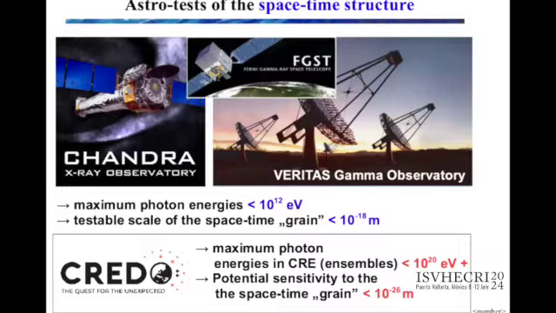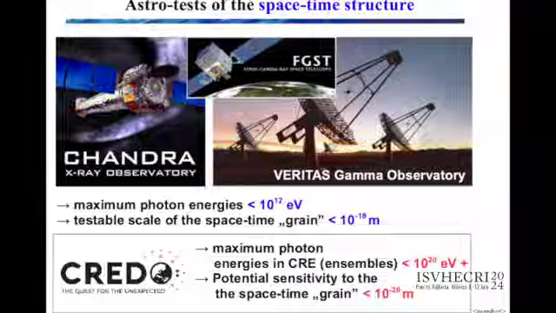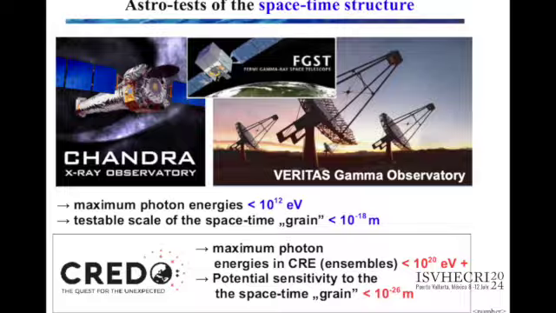Things that we can try to study if we really are able to detect huge cosmic ray ensembles are things like the space-time structure, because we can test whether there's a delay in the arrival of photons that will tell something about the scale of the space-time smoothness or granularity.